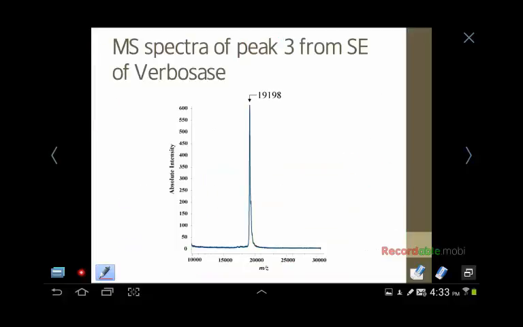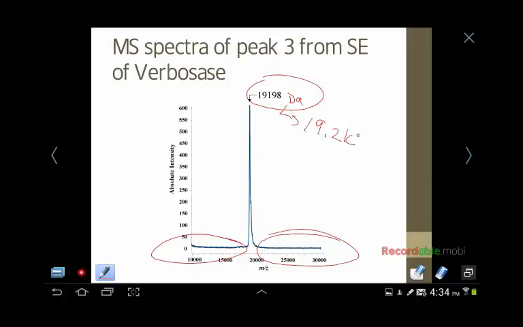From our results, we see that we get a very pure sample because there's only one peak, and that peak just happens to be at 19,198 daltons, or 19.2 kilodaltons. Beautiful. We can further use mass spec to fragment this protein amino acid by amino acid and sequence it to then verify that this is verbosase. Which, we'll skip ahead. Yes, we did it. It is verbosase. Yay! We have very pure, lots of verbosase enzyme now to analyze.